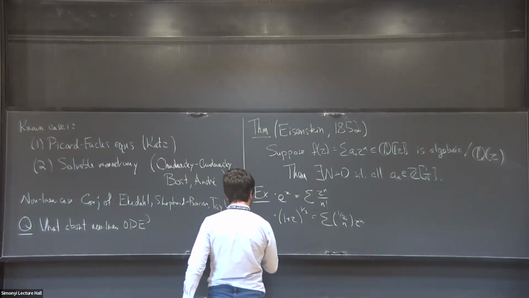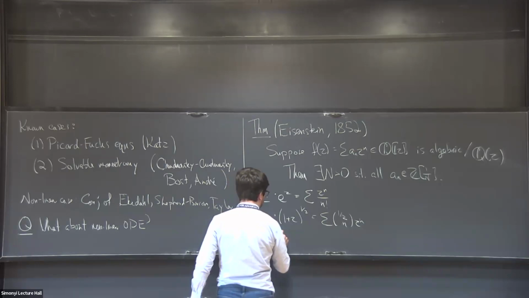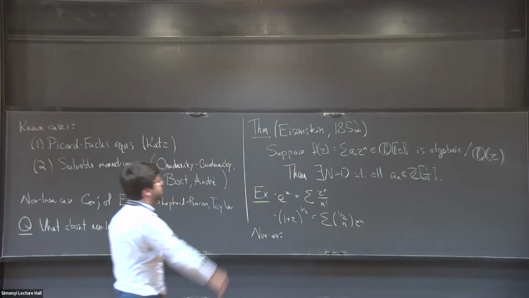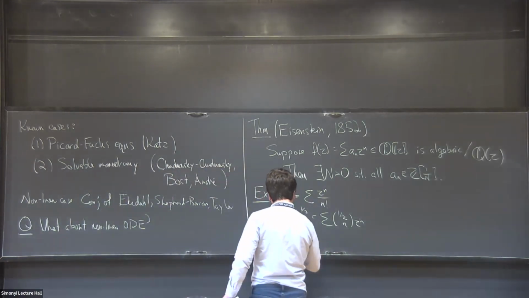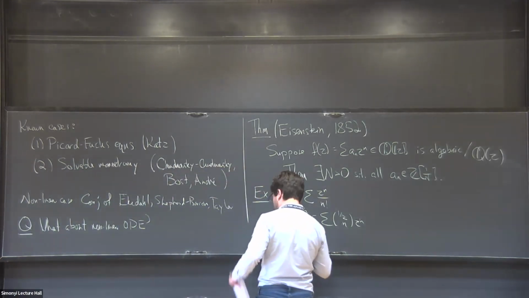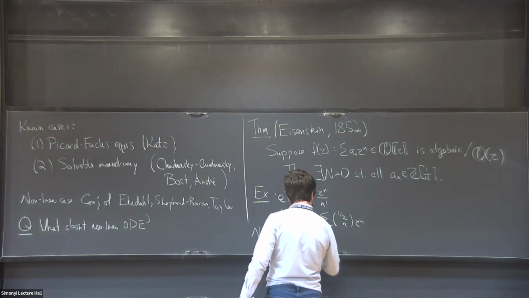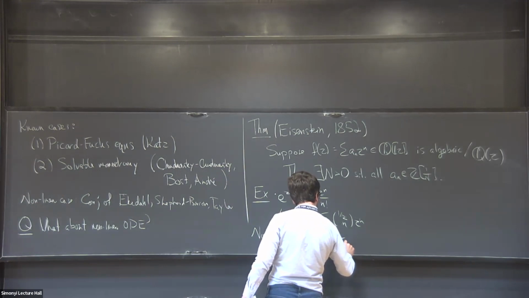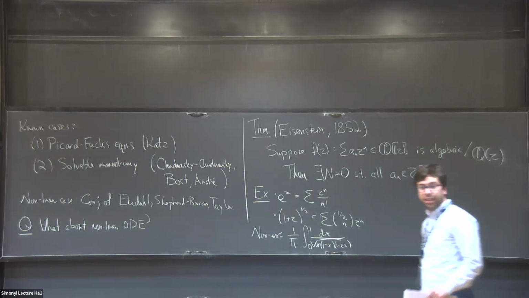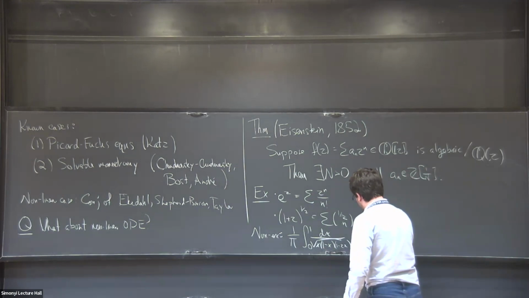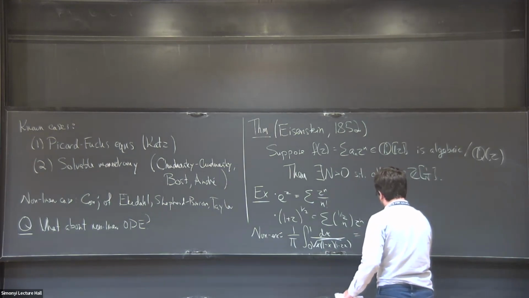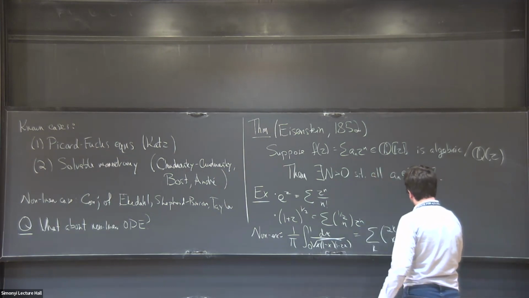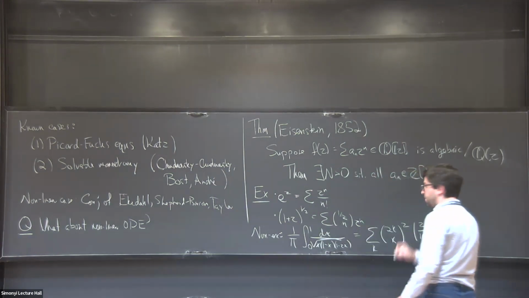Okay, let me give you a more fun example. Maybe let me call this a non-example. It's a non-algebraic function that satisfies the conclusion of this theorem of Eisenstein. So if you take 1 over pi times the integral from 0 to 1 of dx over the square root of x times (1 minus x) times (1 minus zx). So this is a function of z. Let me tell you its Taylor series expansion.